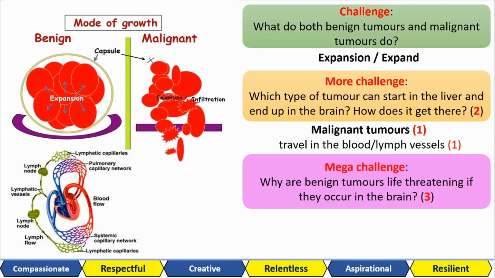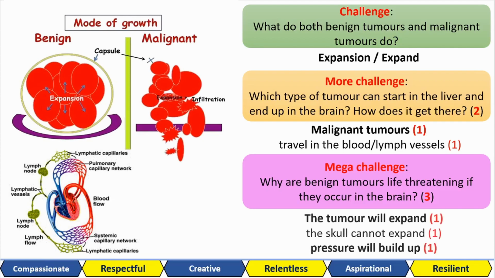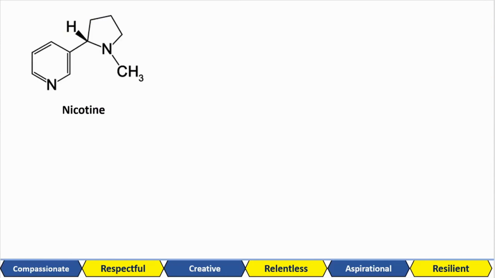Normally, benign tumors are not harmful because they have a capsule which limits their chances of moving around. But they still expand, and in places like the skull, which can't expand by itself because of the bone, if you've got a tumor expanding there, that could cause high pressure there in your brain, which can lead to problems. Let's move on to cigarette smoke now.